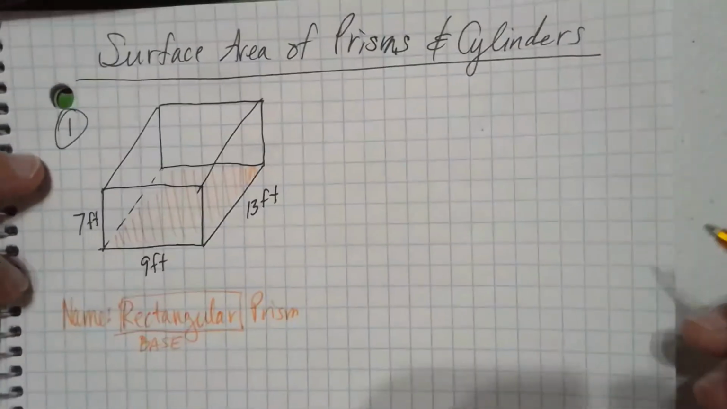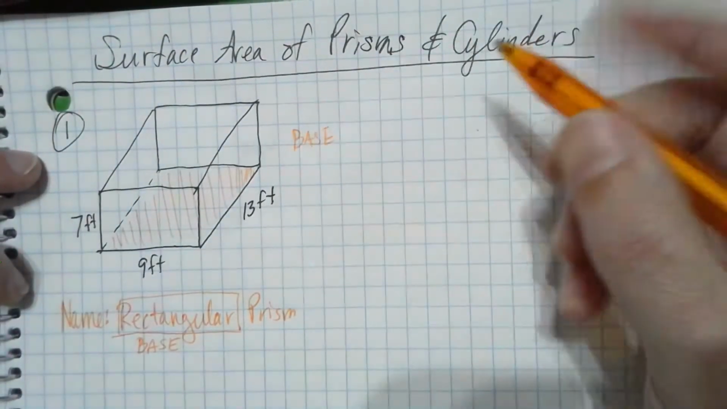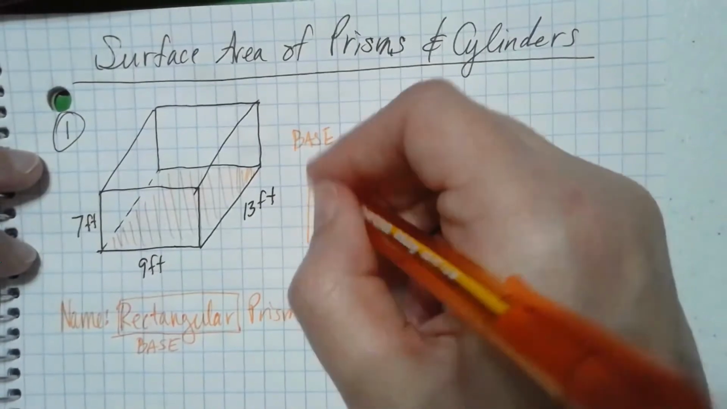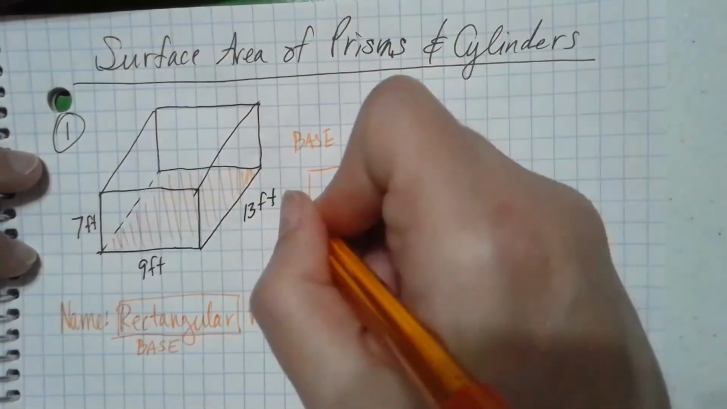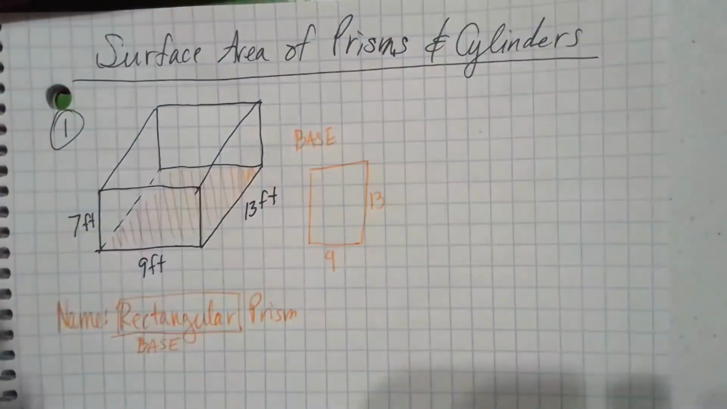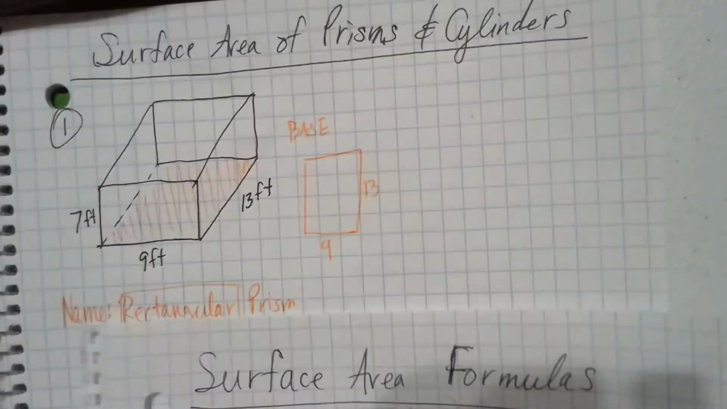I'm going to draw that base over here because it's a little easier. I'm not going to draw it as big as I have here. This is my rectangular base. It has a side of 9 and a side of 13. Now I'm going to write down my formulas. Let me grab them from this other page. Here are my formulas for prism.